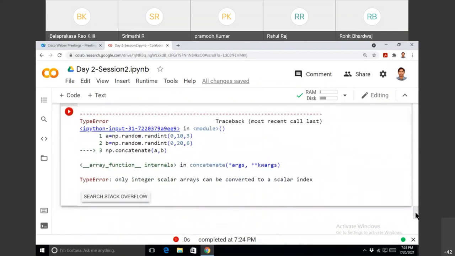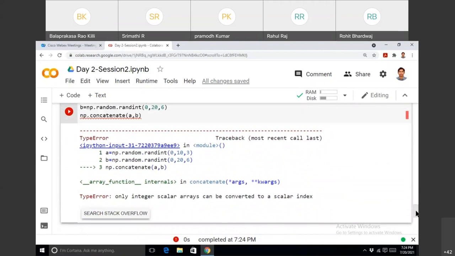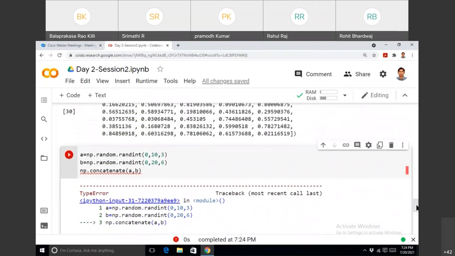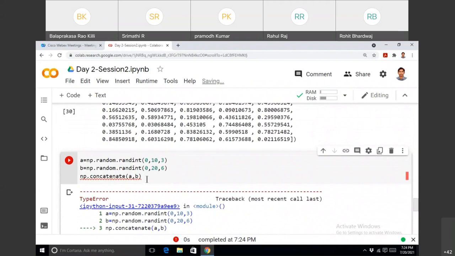Here is the issue. Only integer scalars can be converted to a scalar index. So actually, np.hstack, at least it will work. H stack. Oh, these are six numbers. Because it is like an array, that's why. You see, the first one is of size 3 and the second one is of size 6. I'm trying to concatenate. That's why I'm getting this error.